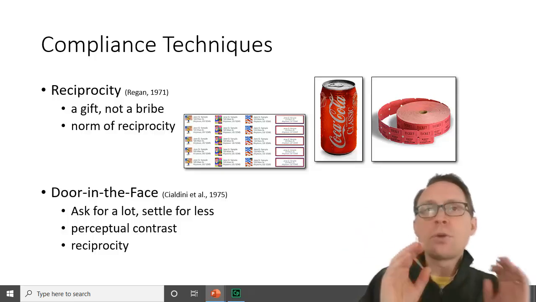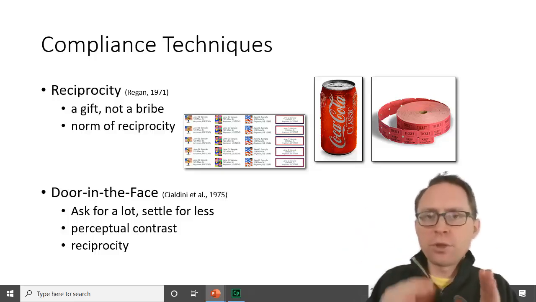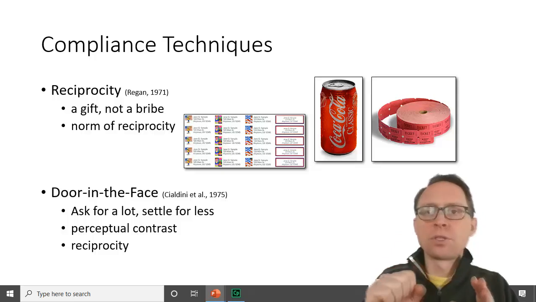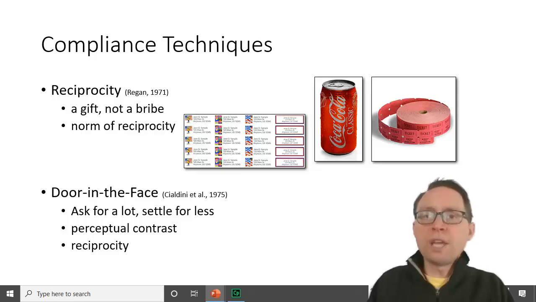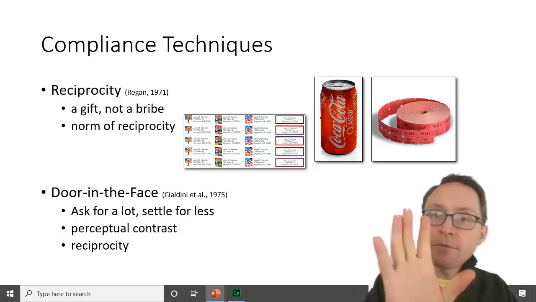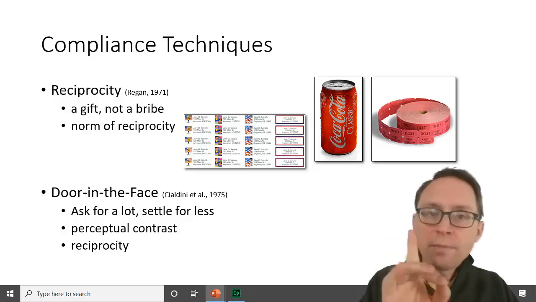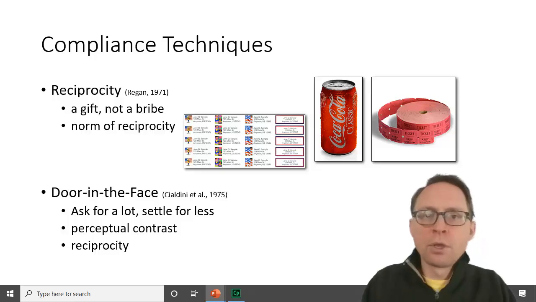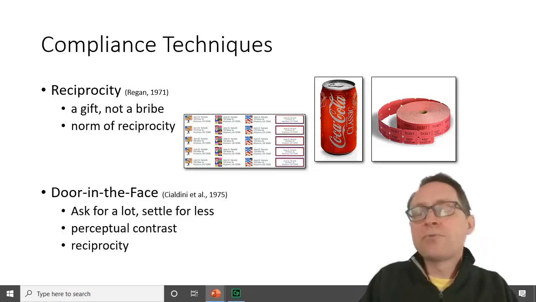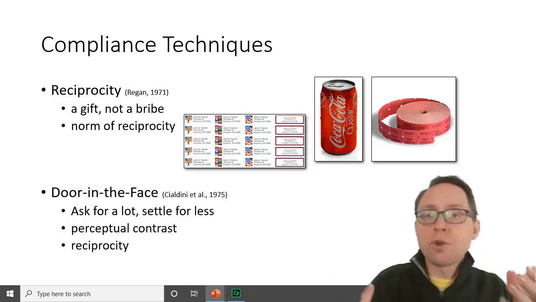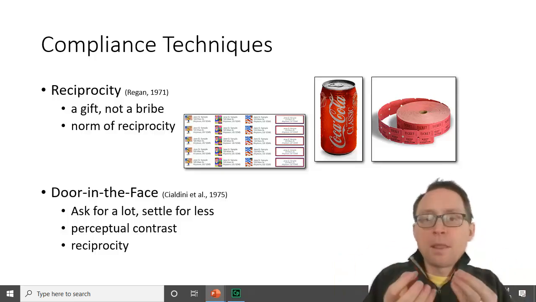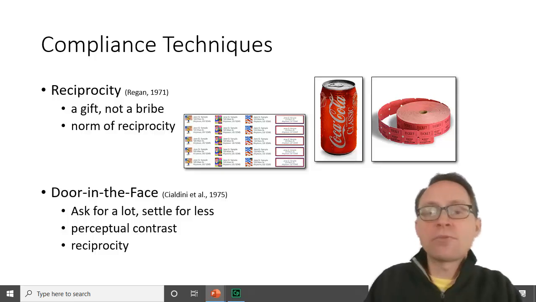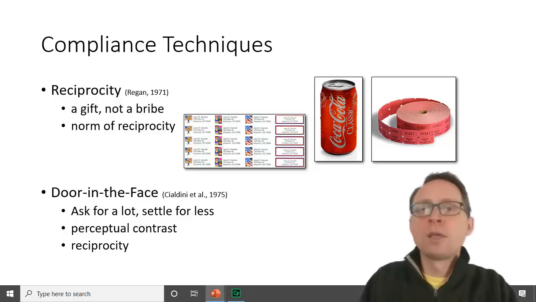Okay, so imagine that you're a door-to-door salesperson, right? So you're going and you're knocking on people's doors and you're saying, hey, come buy this vacuum cleaner from me, all right? The door in the face means sometimes it's good to have the door slammed in your face. Meaning, here's what happens. You go in and you ask for a very large request, not the thing that you actually want, and then scale it back. So door in the face is you ask for a lot, you settle for less.